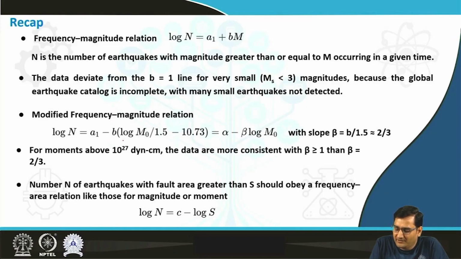M will be replaced with the moment magnitude, that is log of M naught divided by 1.5 minus 10.73. This formula we have already seen in our previous lectures, and when you rearrange this equation, it becomes alpha minus beta log of M naught, where beta is b upon 1.5, and if b stays around 1, then beta becomes around 2 by 3. So basically for moments above 10 to the power 27 dyne centimeter, the data are more consistent with beta greater than 1 than beta equal to 2 by 3.